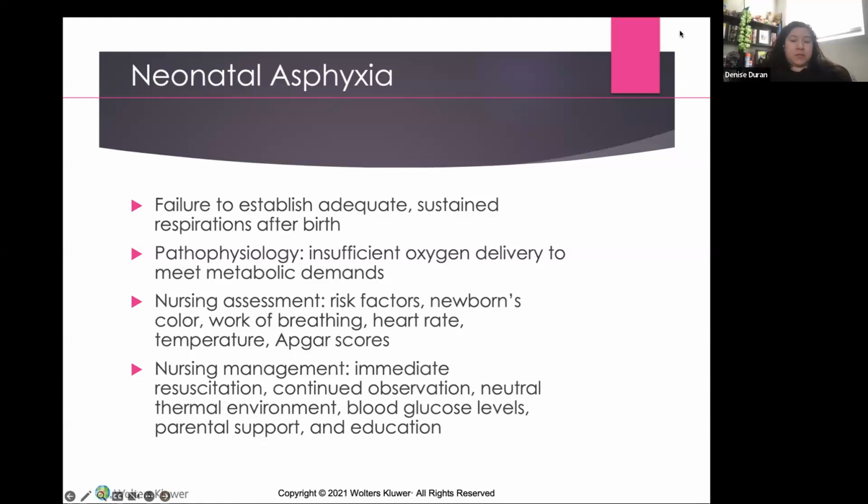The adaptation of the baby to the external world. Yep, their transition, right? So that can give us a clue that maybe they have some difficulty and need some extra support. So your nursing management: whether they need resuscitation at birth, continued observation, and a neutral thermal environment. We want to make sure they're not getting cold stressed, because if they're cold, they're going to increase their oxygen demand and increase their glucose demand, right?